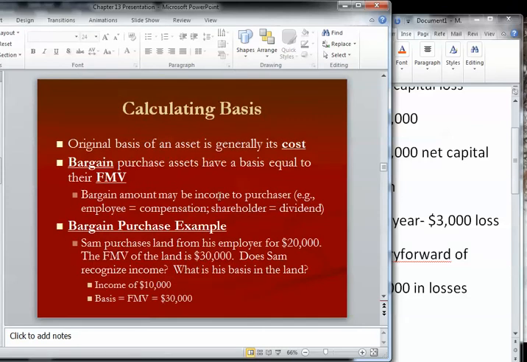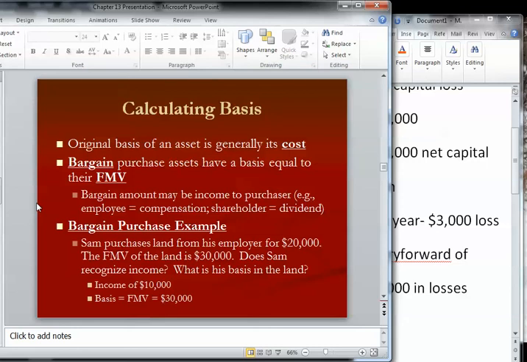Okay, when it comes to calculating basis, we said basis is generally the cost. One area where we get into a little bit of trouble with basis is what we call the bargain purchase. A bargain purchase occurs when we allow an individual, generally an employee, it can be a shareholder of the corporation as well, to purchase an asset from the business at below fair market cost. I should say below fair market value.